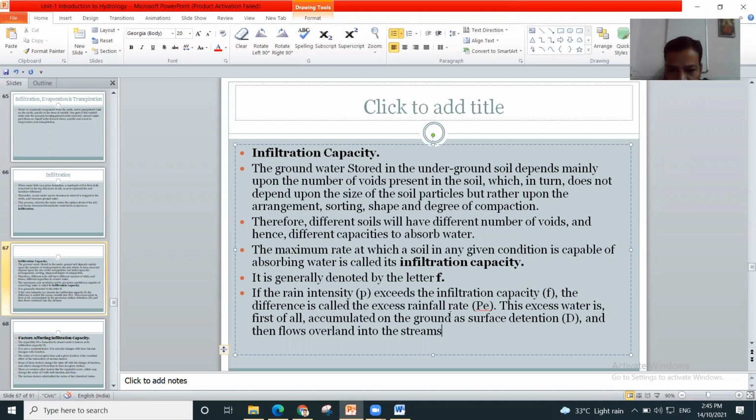When rainfall intensity is greater than infiltration capacity, then that excess rainfall, the excess water, will flow into the rivers or streams.